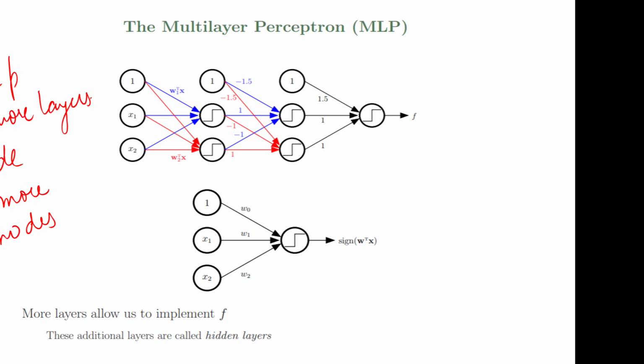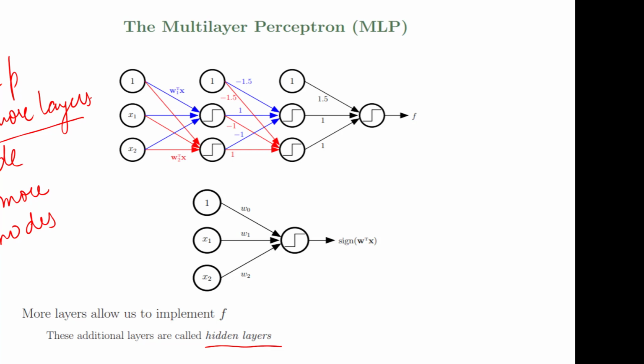So here we are saying that more layers will allow us to, of course, implement F, right? And the more layers we add, the more flexibility we get in our model, and those additional layers are known as hidden layers. So of course, the possibility of adding more layers is always there, but in most situations, we can get away with a wide network itself. And we'll see that theoretically speaking.